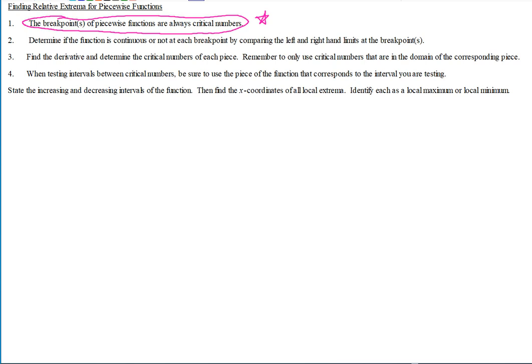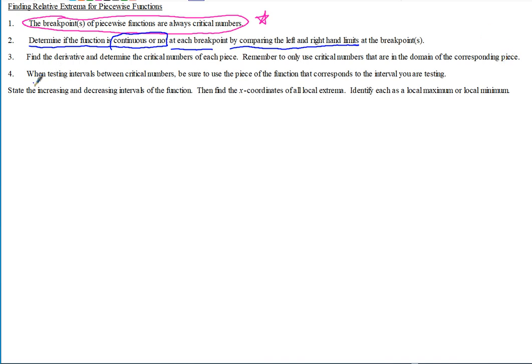And then what we also need to figure out is to determine if the function is continuous or not at each breakpoint. And we'll do this just like we've done before by comparing the left and right hand limits to see if they're equal or not. And we'll see why that's important in just a little bit. And then we'll have to take the derivative and find the critical numbers of each piece and only use critical numbers in the domain of the corresponding piece. So we'll see what that looks like on our example problem.